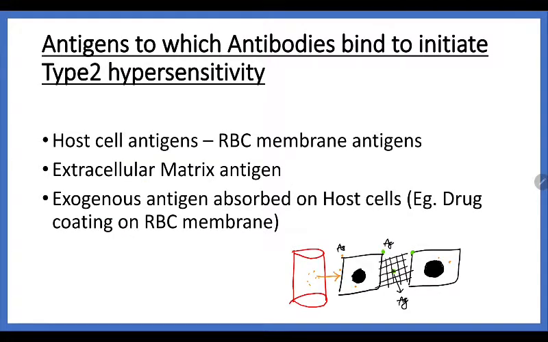Now what are the antigens to which the antibody will bind to initiate type 2 hypersensitivity? To remember this, just very simple, where all the antigen is present. So first is the surface antigen over the cell. So these are two cells, and between the cells will be an extracellular matrix. So the antigen which is present on the cell and on the extracellular matrix, these are basically endogenous, which is present inside. There are some antigens that could be exogenous. So these exogenous antigens as well as endogenous antigens, which are present on the host cell and on the extracellular matrix, are the antigens to which the antibody, that is IgG, will bind and initiate type 2 hypersensitivity.